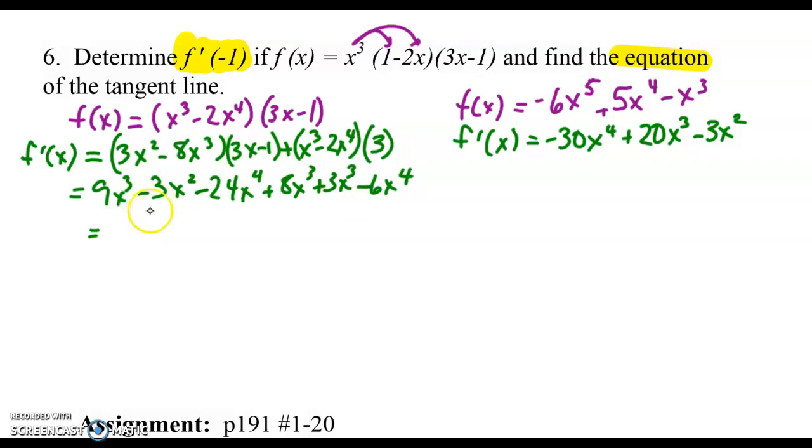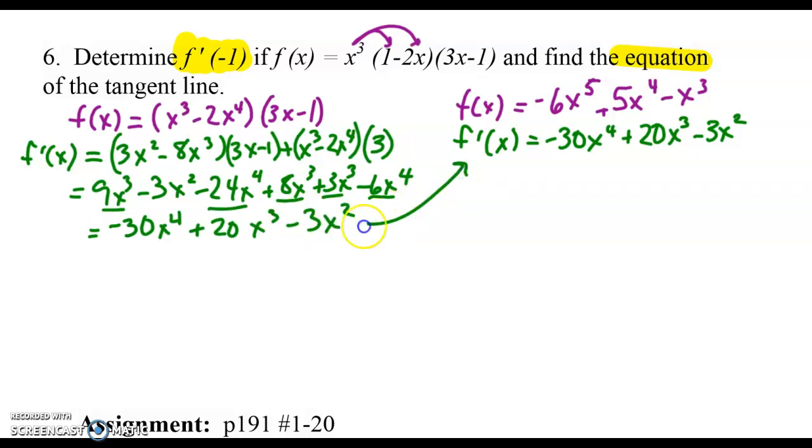We gather like terms, and if you did it in your notebook already, you should get negative 30x to the 4, that's here and here, plus 20x cubed, that's here and here and here, grouped together, and then a minus 3x squared, which you'll see here, same. Yeah, I think this way is much easier. Of course, in this section we're learning the product rule, so we've done it this way. There will come a time when we will need to use the product rule, and it's going to be easier. So this is just demonstration.